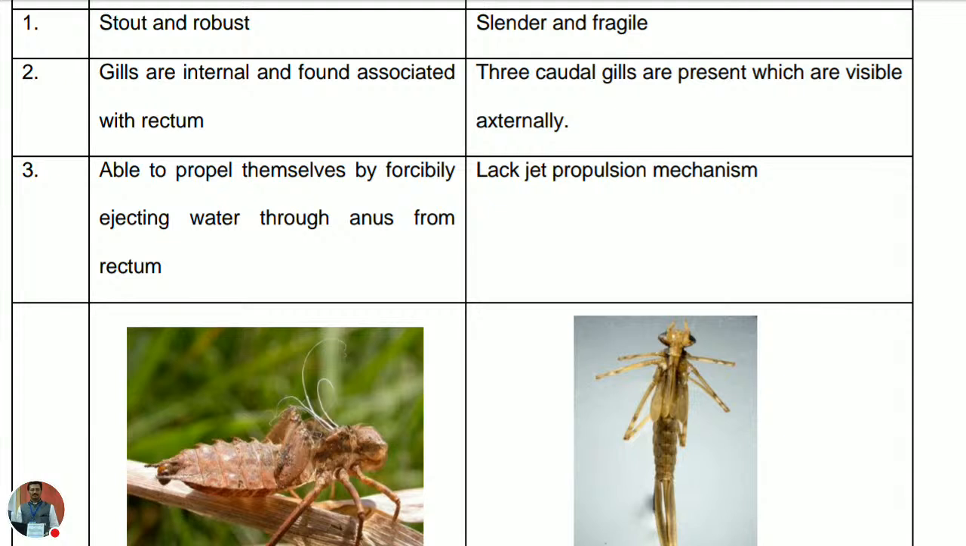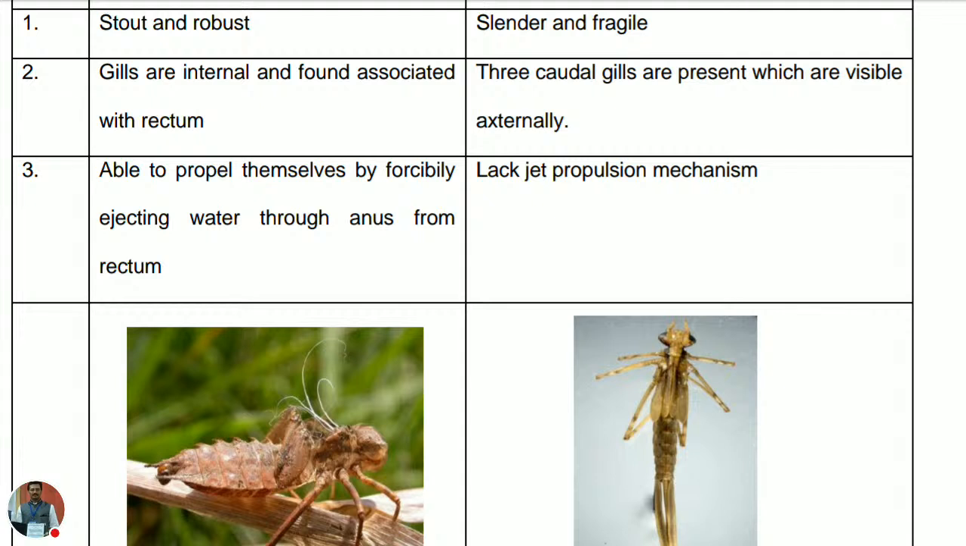Then third point, they are able to propel themselves. Who? The naiads of dragonflies. The naiads of dragonflies are able to propel themselves by forcibly ejecting water through the anus from the rectum. So these dragonflies will have some water inside the body in the rectum, and this water from the rectum will be released with pressure from the anus, and such water under pressure will lead the naiads to travel, or get themselves propelled in the water.